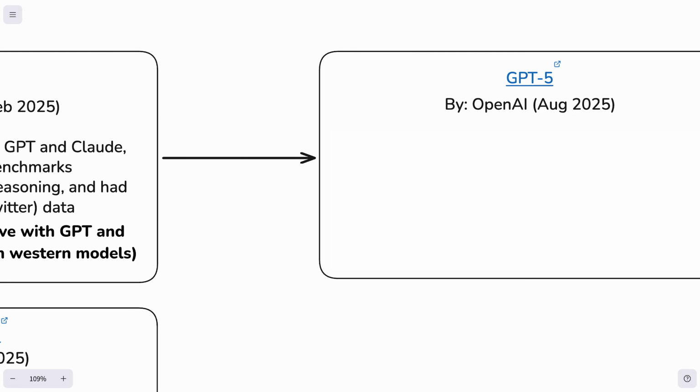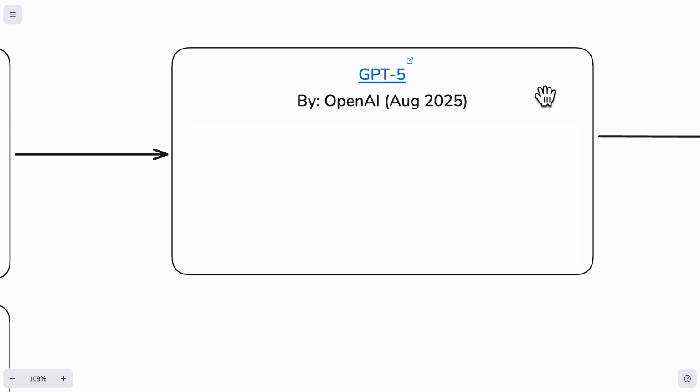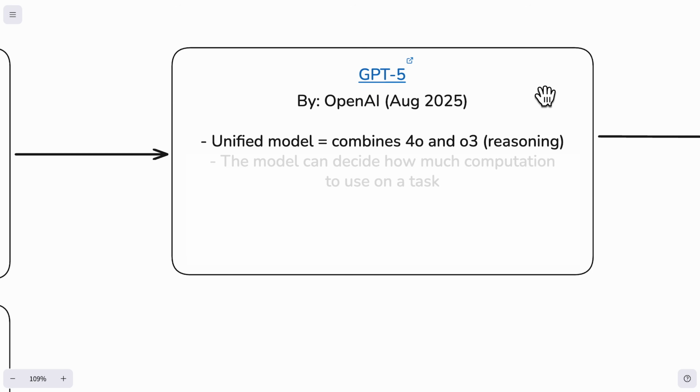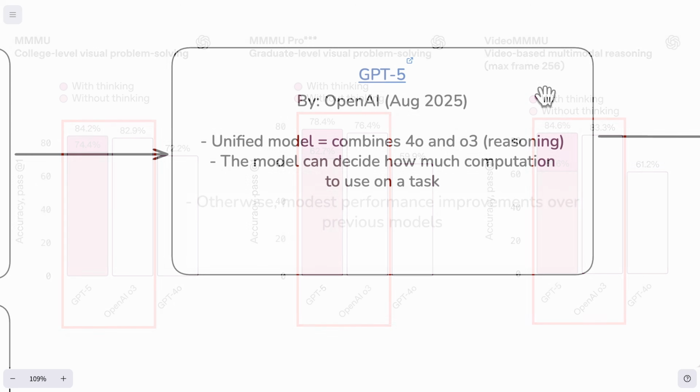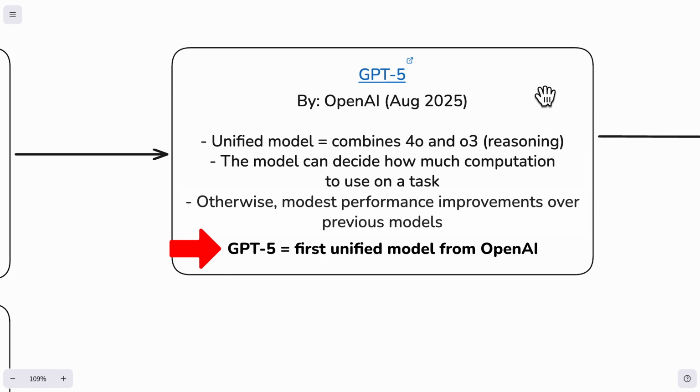Then, in August of 2025, OpenAI released GPT-5. GPT-5 is known as a unified model. So before, we had this selector where we can choose between different thinking and non-thinking models. So these were combined into one model, GPT-5, that can now decide how much time to spend on a task. Otherwise, GPT-5 had modest performance improvements over the previous models. So GPT-5 was the first unified model from OpenAI.